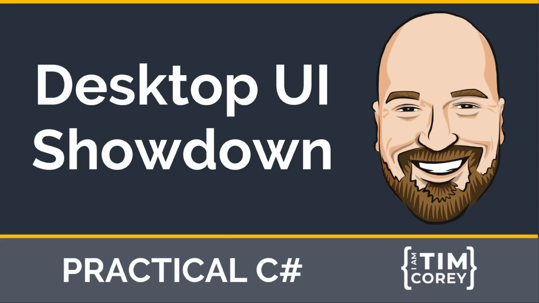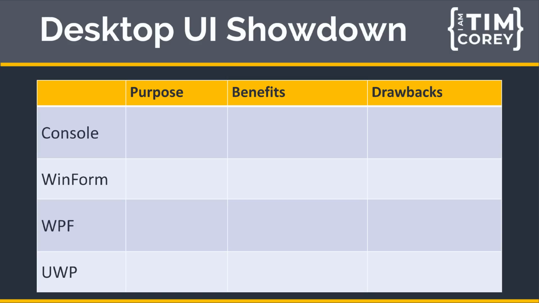Now, normally this is the point where I jump into some code, but first we're going to take a step back and actually go through a PowerPoint deck, which is unusual for me. But I thought that for illustrating this purpose and for me talking it through, it's probably better for you to see what I'm talking about in written form. So let's start with this grid here. So we're going to talk through the four major desktop UIs: console, WinForm, WPF, and UWP.